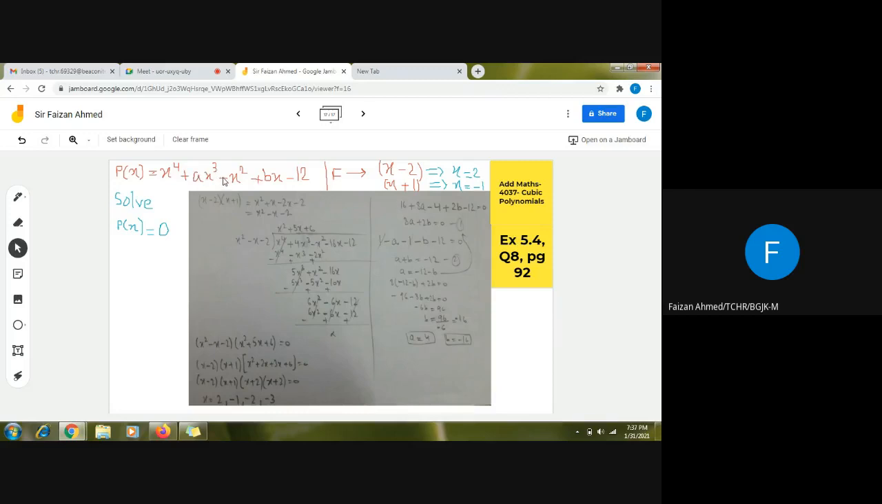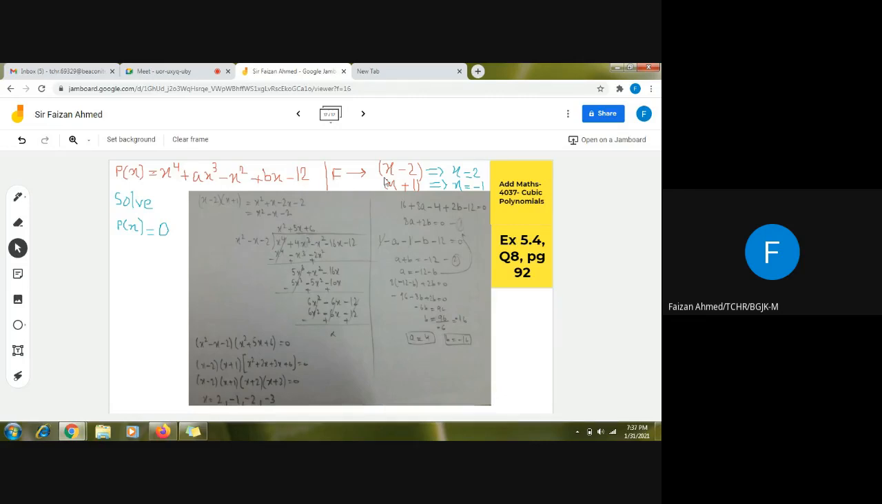And then with a negative sign, x square means 2 square is 4, so I will write minus 4, and then plus, in the place of x I will write 2, so 2 multiplied by b will be 2b, and then minus 12 equals to 0. And I can see that 16 minus 4 is 12, and this positive 12 and this negative 12 will be cancelled out. So on simplification, I will get 8a plus 2b equals to 0. This is my first equation. This is equation number 1.